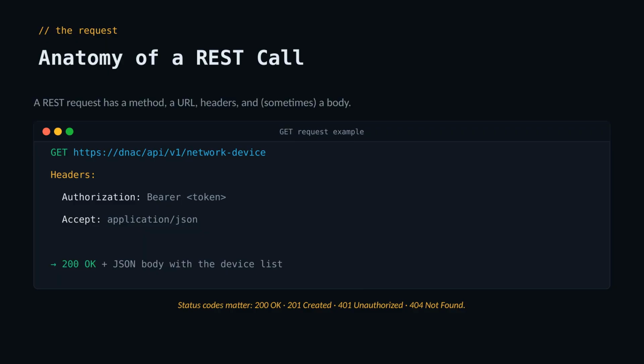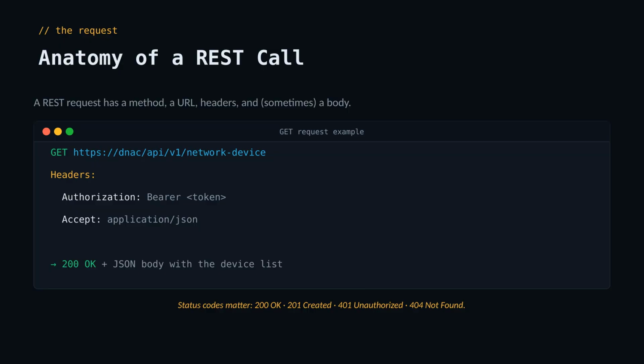So let's break down what one of those calls actually looks like on the wire. Every REST request has four parts. The method, here it's get, the URL pointing at the resource, in this case the network device endpoint on a Catalyst Center controller. Some headers that carry metadata like your authorization token and the format you want back. And optionally, a body when you're sending data. The controller then answers with a status code and usually a JSON payload.